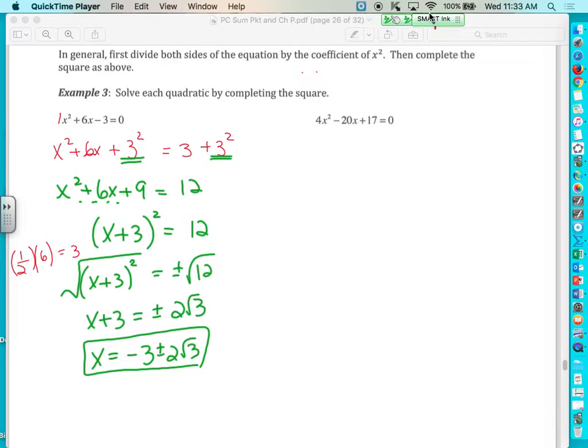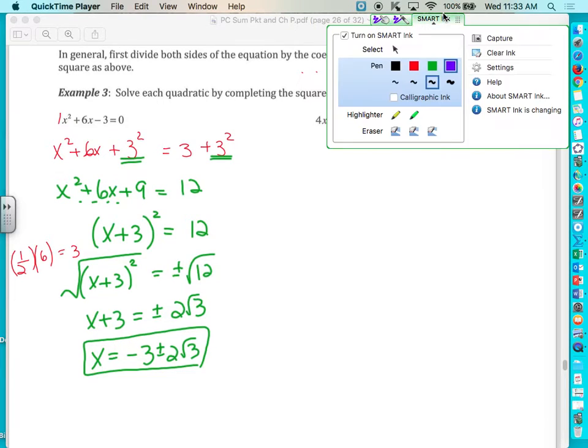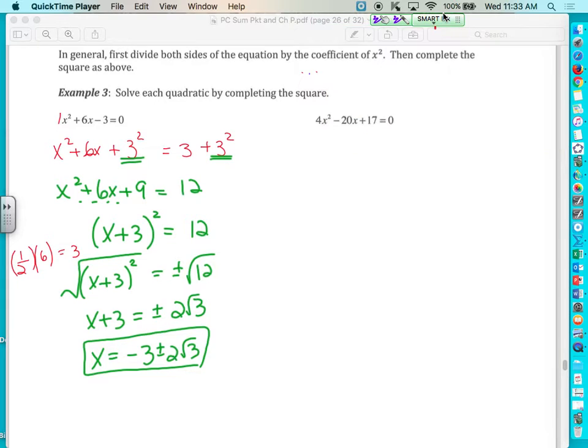All right, if you look at the next one, it's the same type of problem that we're going to go through and do, completing the square. There's one thing that's different with this one, and that's that 4, that coefficient there. So we'll start out, we'll get the 17 on the other side. Keep the 4x squared and the minus 20x on the left, 17 on the right, so it's negative 17.